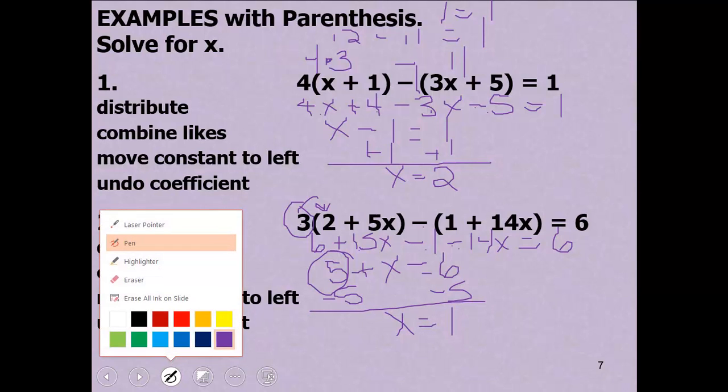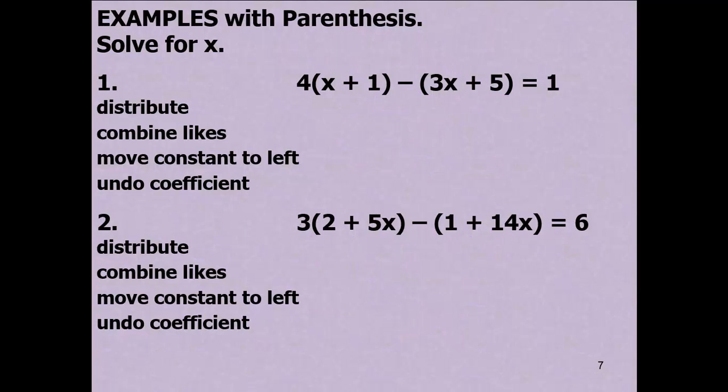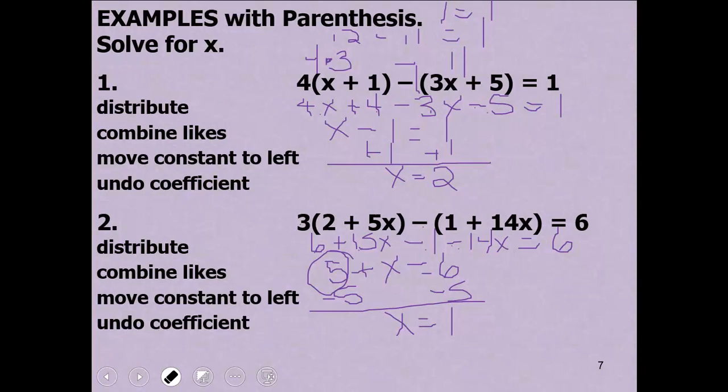If I were to check it, I'm going to plug in 2 plus 5 is 7. 3 times 7 is 21, minus 1 plus 14 is 15. 21 minus 15 is 6, and 6 equals 6, so it checks. But here's your answer.